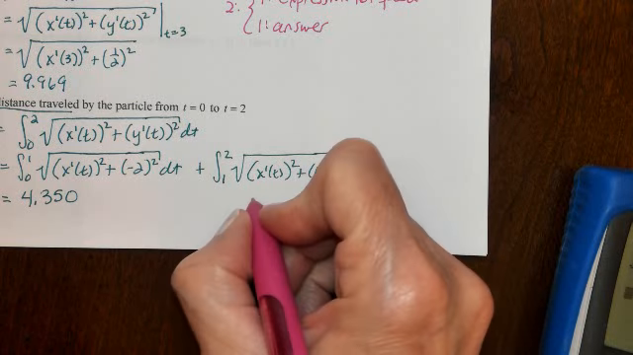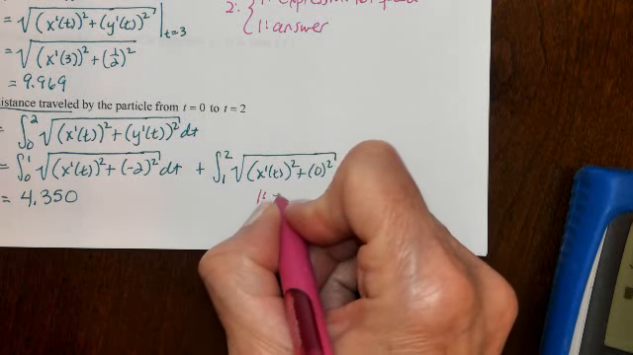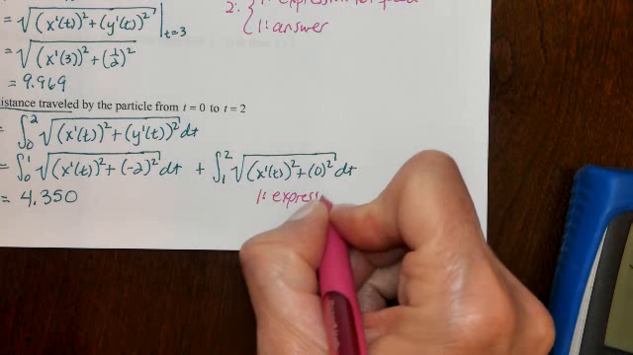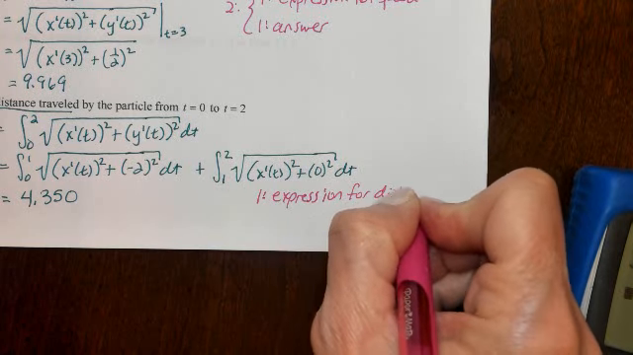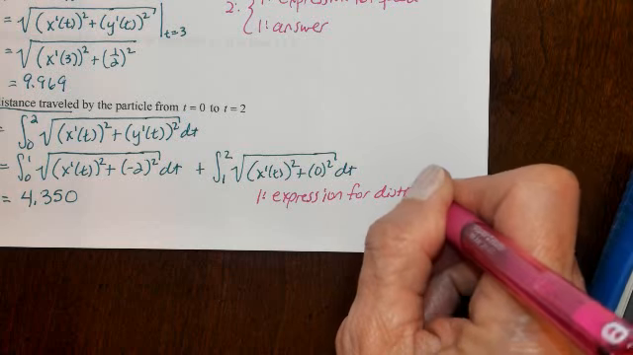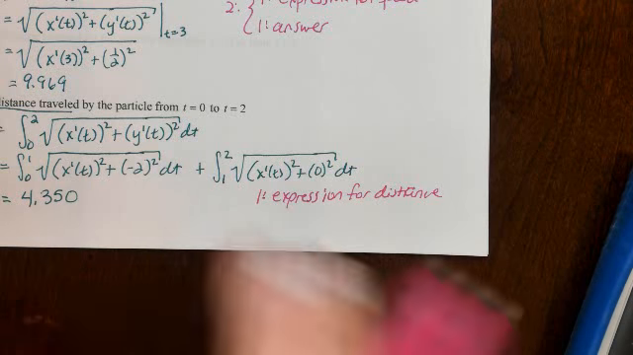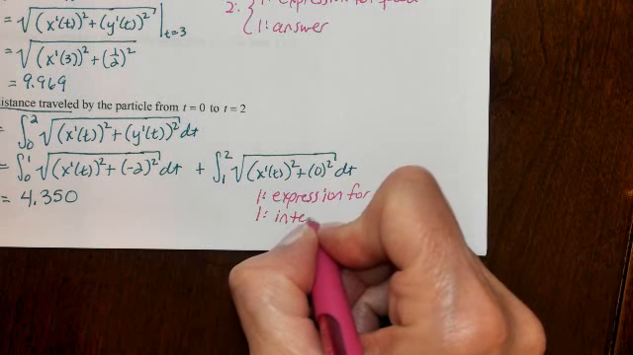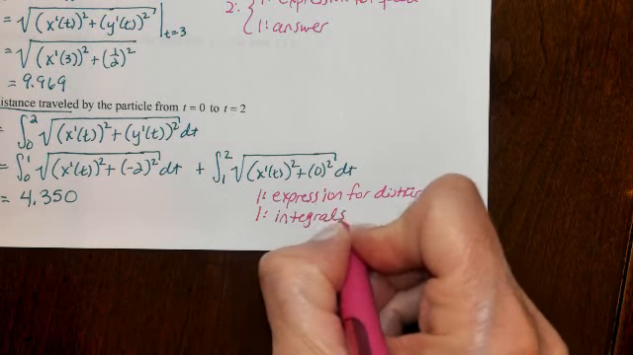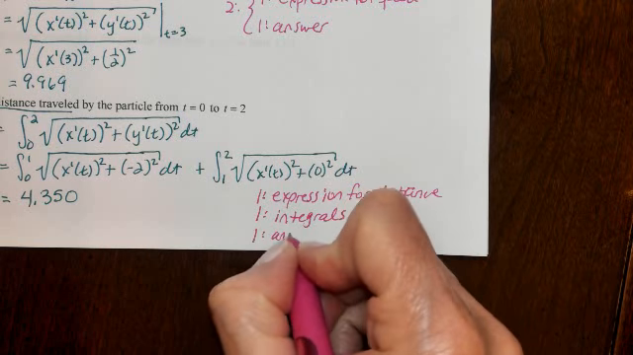This part of the problem was worth 3 points. 1 point for the expression for distance, so again, just knowing that formula. 1 point for the two integrals. And then 1 point for the answer.